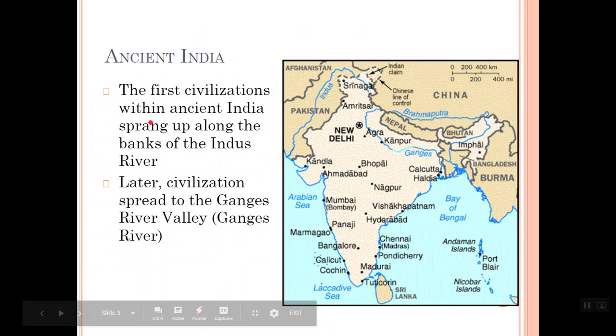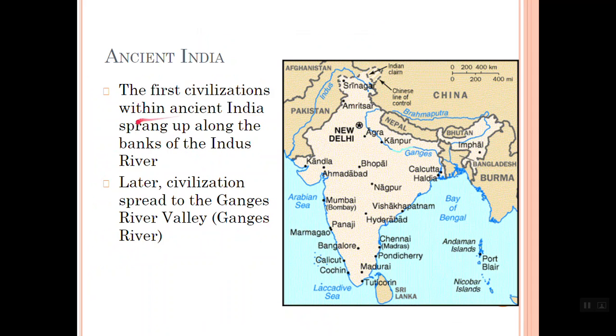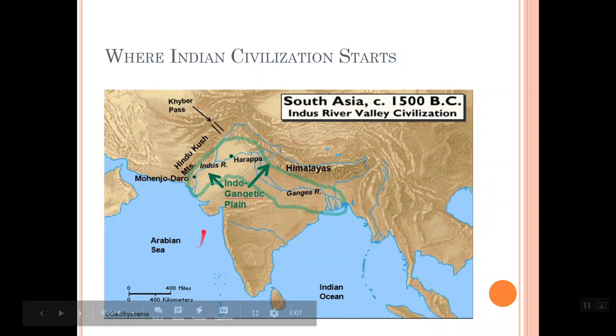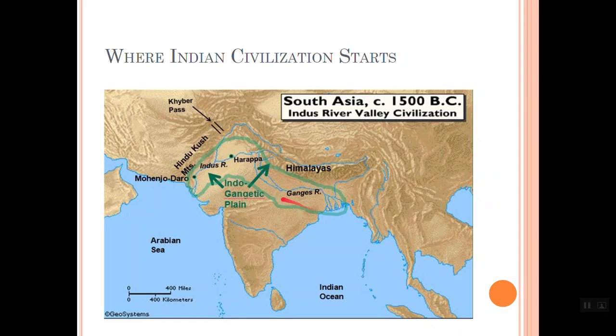Ancient India, let's talk about that. The first civilizations within ancient India sprang up along the banks of the Indus River, which is the main river going through India. Later civilizations spread to the Ganges River Valley. Where does this start? The Indo-Gangetic Plain. Remember, in order to survive, you have to live on some sort of water source. And the Ganges River was just that. Economically and socially, the Ganges River was the way to be. And the Indus River Valley civilization became part of this great, incredible empire where the Indian civilization started.